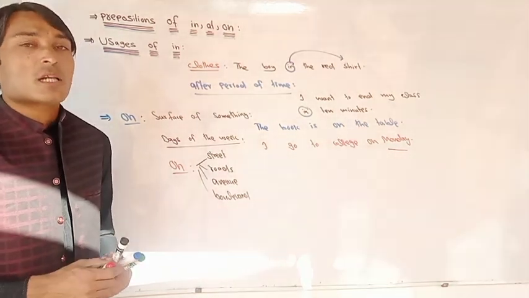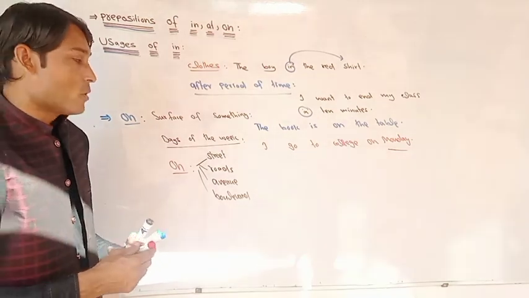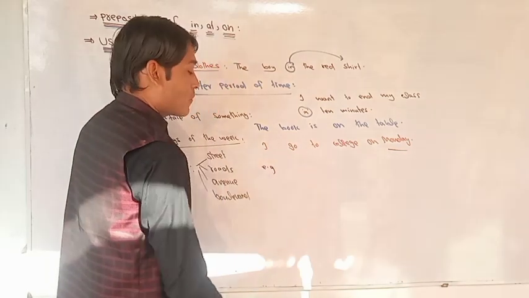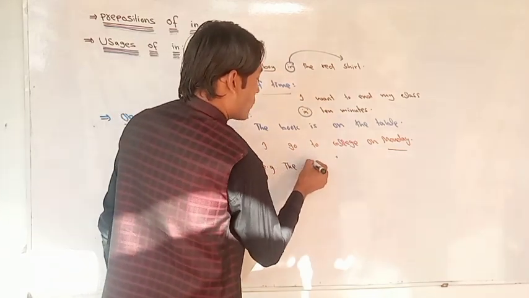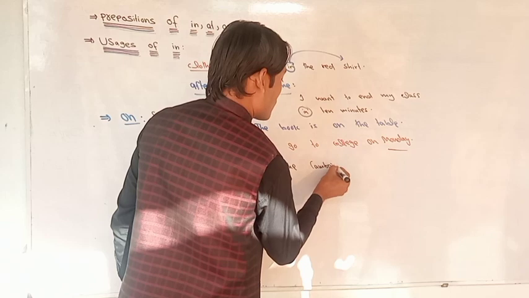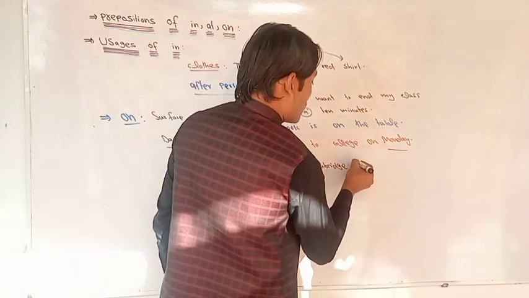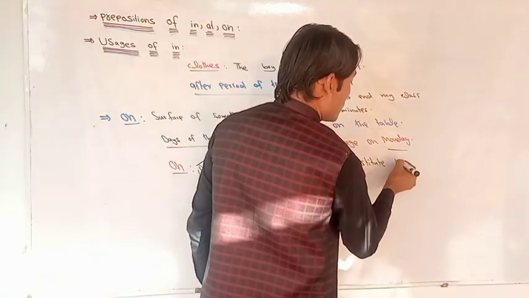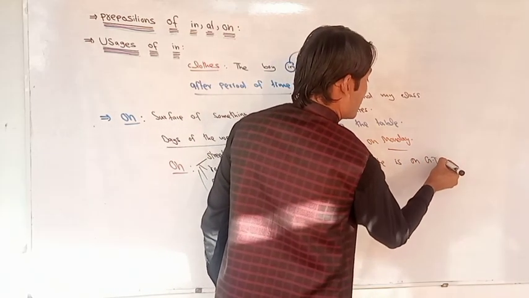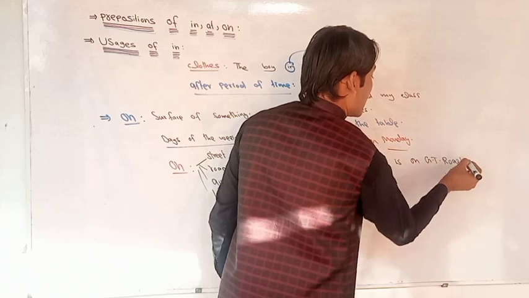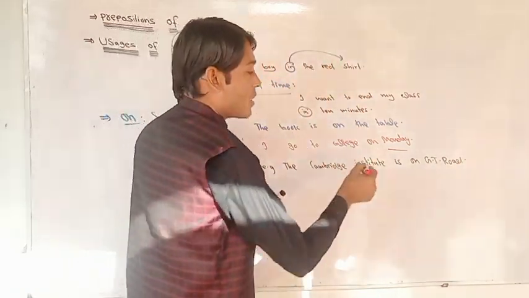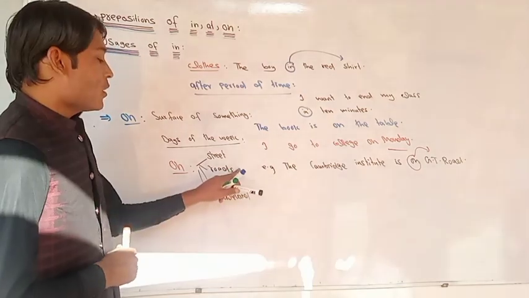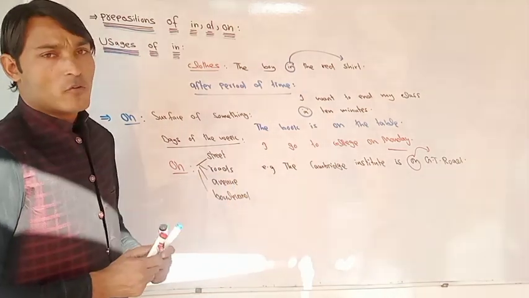For example, I say, where is Cloth Market? So you can say the Cloth Market is on GT Road. You can say the Cambridge Institute is on GT Road here. So here, "on" is used before what? "On" is used before the name of roads. You can even use it before the name of street, avenue, and Bollywood, etc.